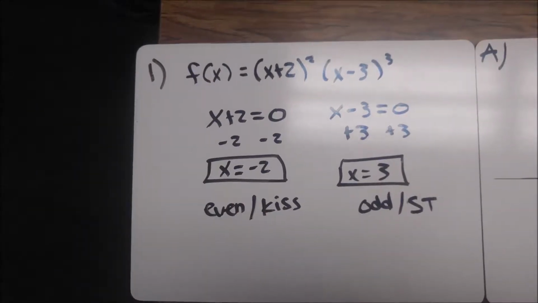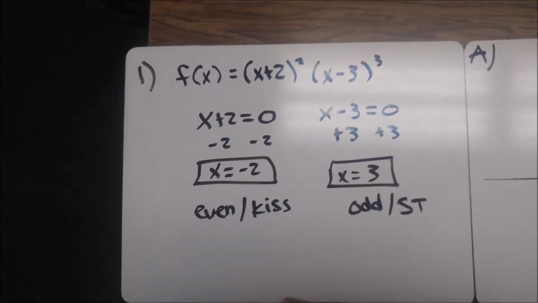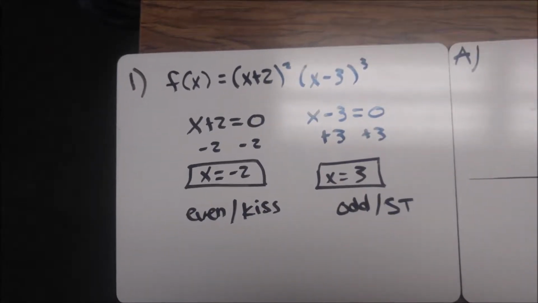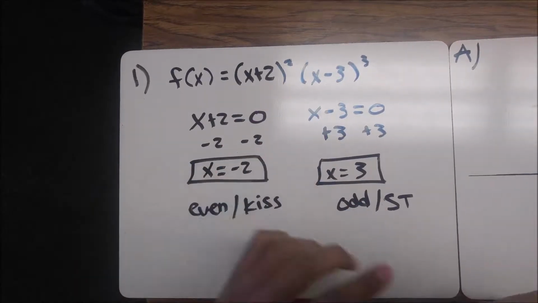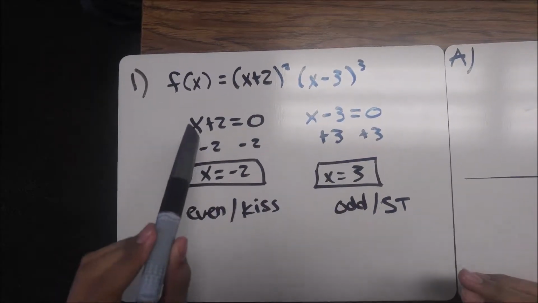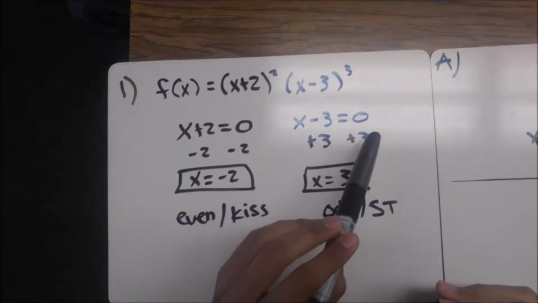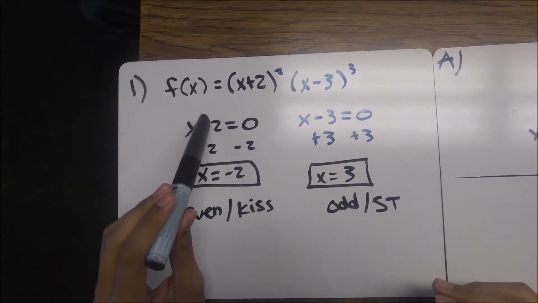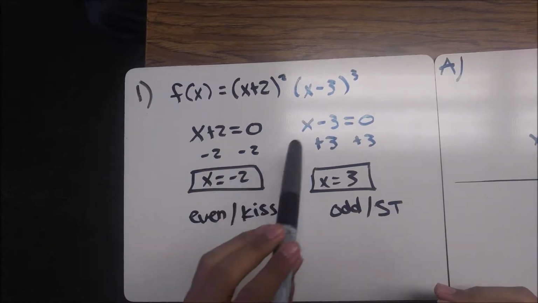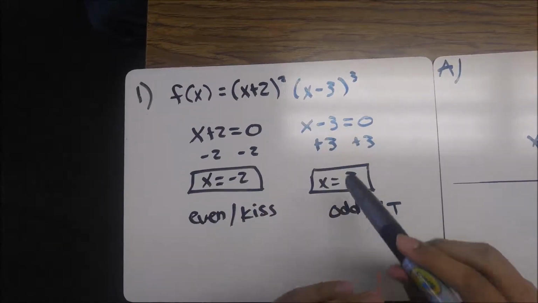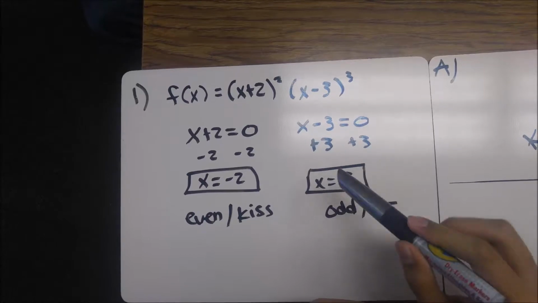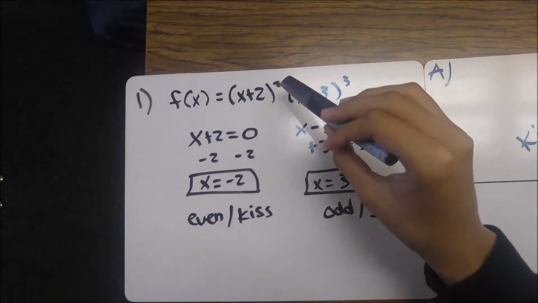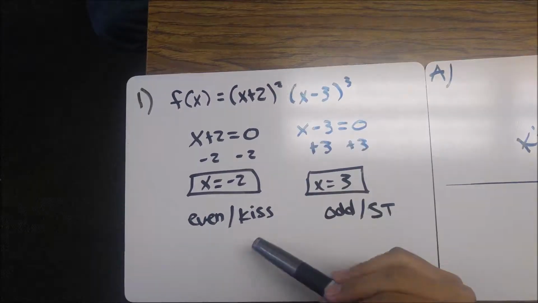For the first problem, it's f of x equals (x plus 2) to the second power and (x minus 3) to the third power. So you set both of these to 0, and you get x plus 2 equals 0, x minus 3 equals 0. For this one, you subtract 2 on both sides because it's a positive 2, and you get x equals negative 2. For this one, x minus 3 equals 0, you add 3 to both sides, so you get x equals 3.